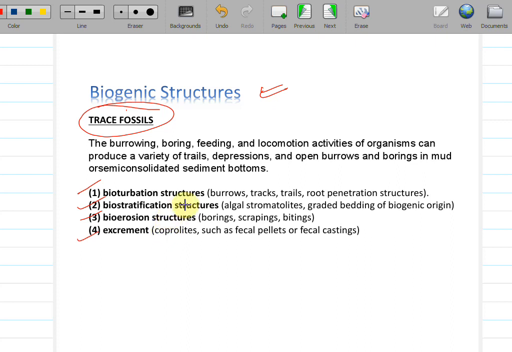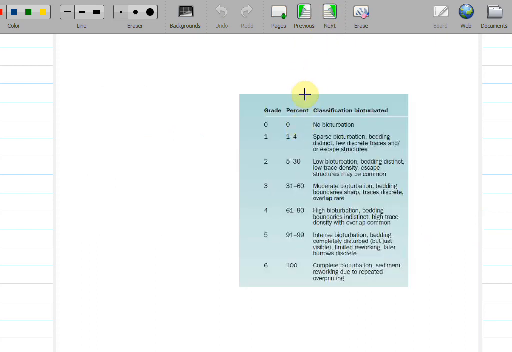So what I mean is, if in ancient times the tracks of animals or any biological activity of the animals are preserved, this will come under the biogenic structure. Okay, like burrowing of the animal, feeding of the animal, locomotive activities, anything. Okay, and then there is a bioturbation index.